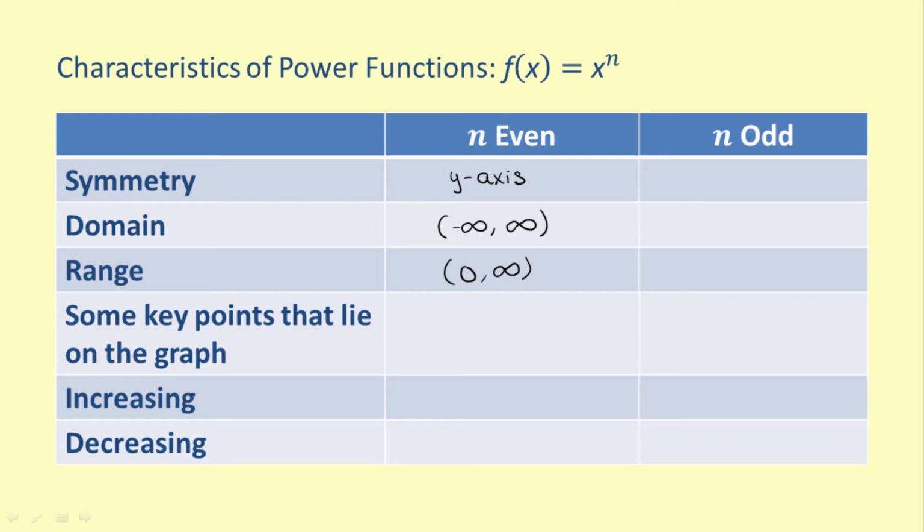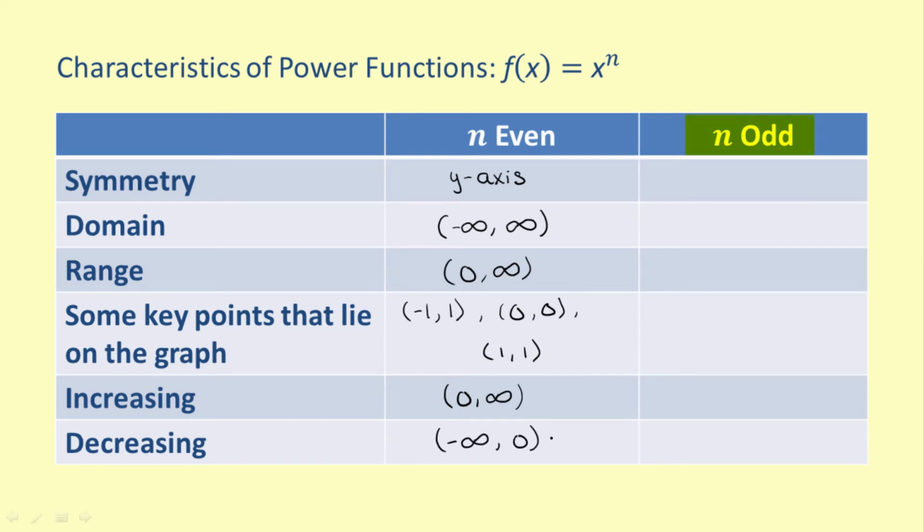Some key points that lie on this graph are (negative 1, 1), (0, 0), and (1, 1). These points will always be on the graph of x to the n when n is even because, as we said, when we raise negative 1 or 1 to any even power, the result is 1. Similarly, 0 raised to any power will always be 0. The graph of this function looks kind of like the letter U, so the function falls from negative infinity to 0 and then rises from 0 to infinity. This means the function is increasing from 0 to infinity and is decreasing from negative infinity to 0.